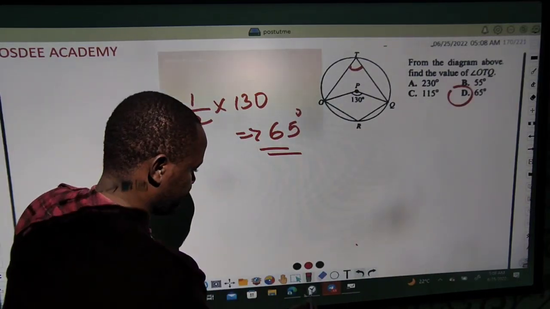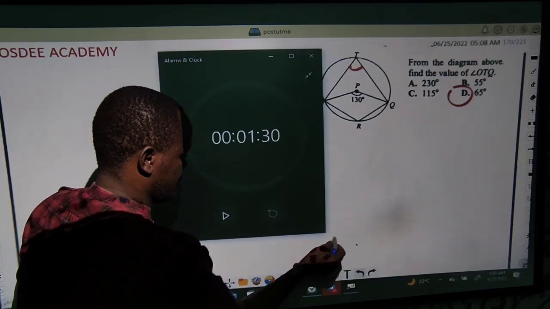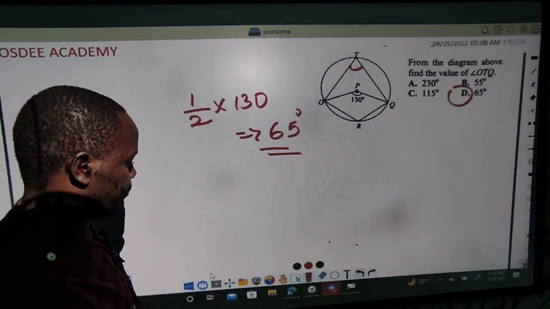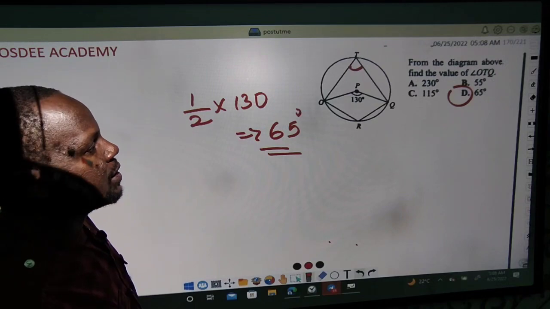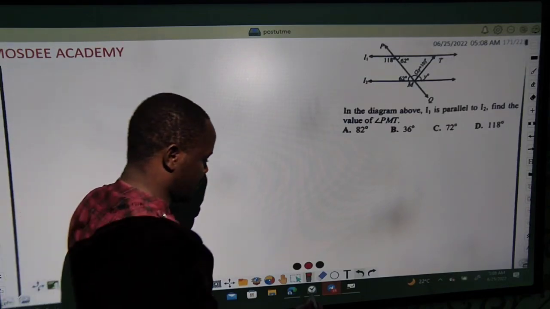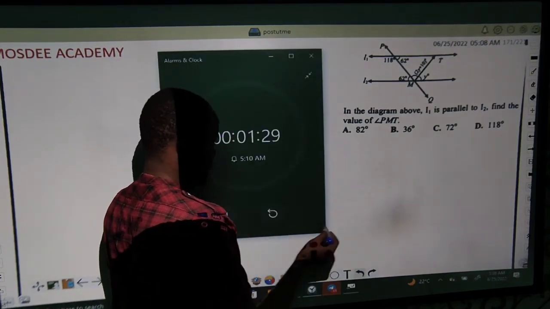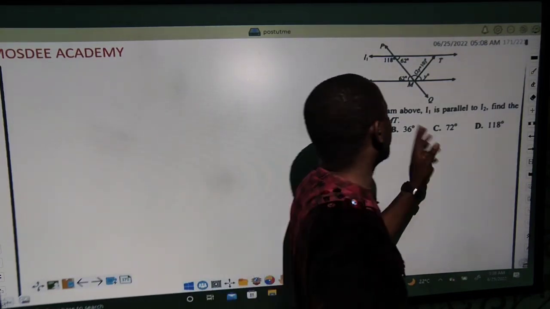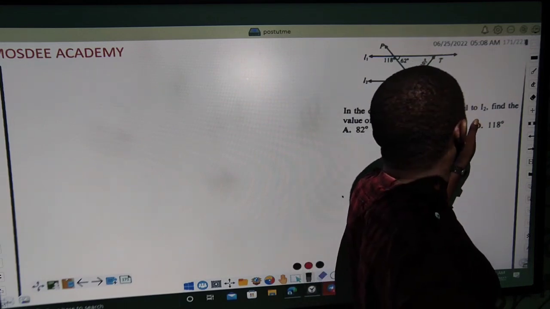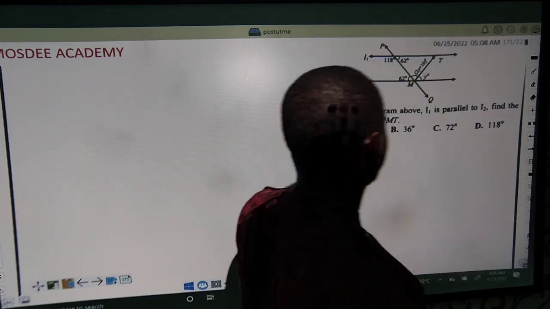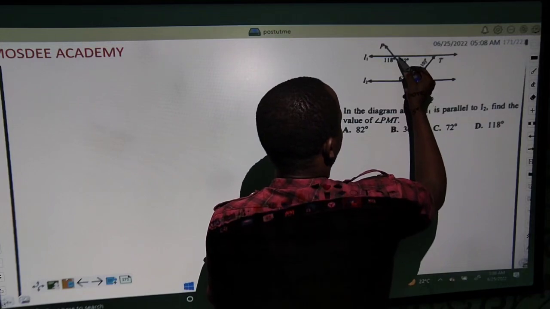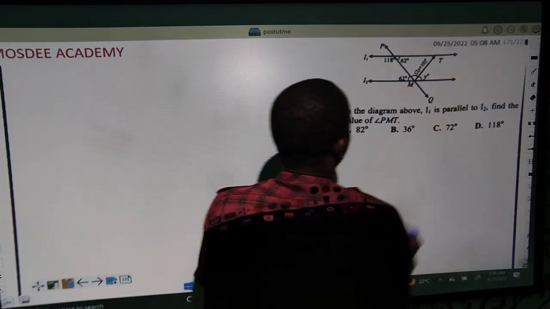The next one. Next question, please. Thank you very much. The next question says, we should, I'm always using time, so you can see in the diagram above, L1 is parallel to L2. Find the value of PMT. PMT. This angle here, 2y plus 10.